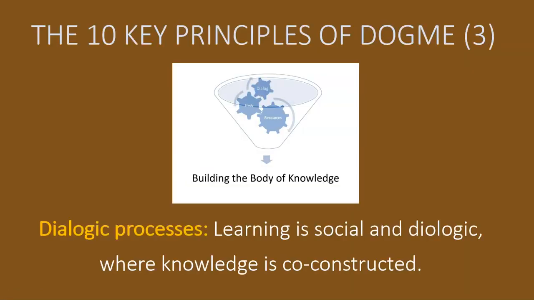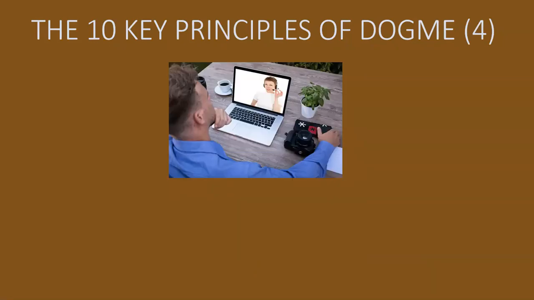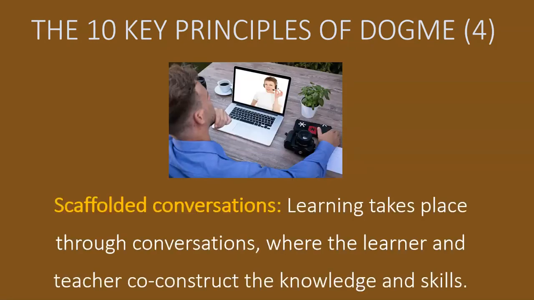3 is dialogic processes. Learning is social and dialogic where knowledge is co-constructed. So learners are building a body of knowledge with themselves, with the teacher obviously facilitating that. 4 is scaffolded conversations. So learning takes place through conversations where the learner and teacher co-construct the knowledge and skills. So very much a learner-focused approach.